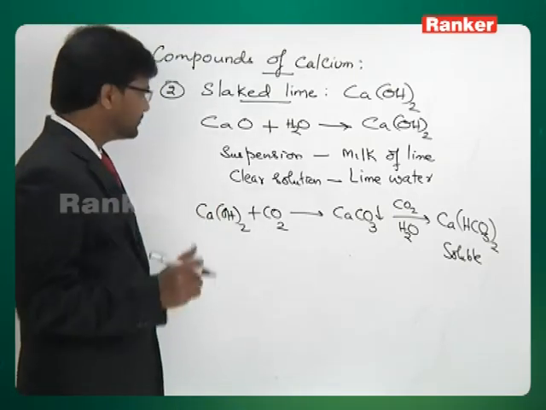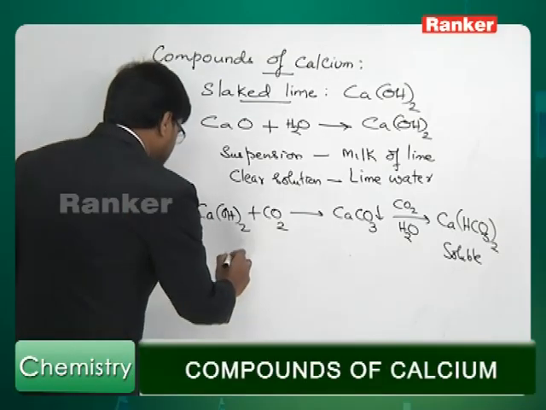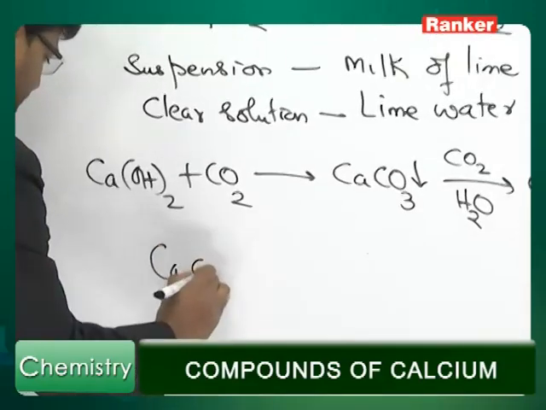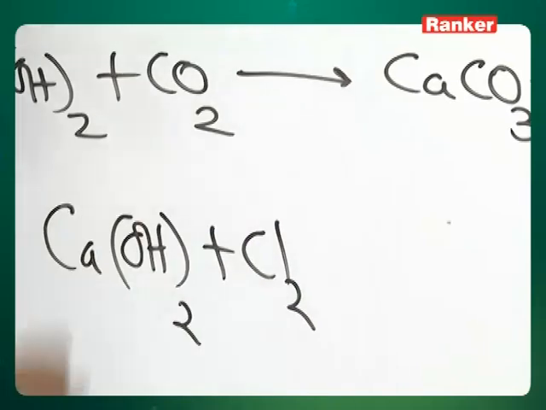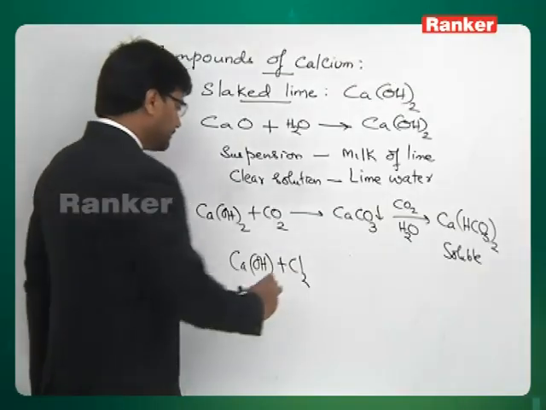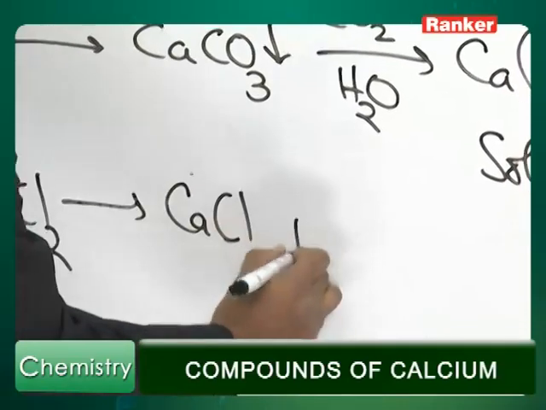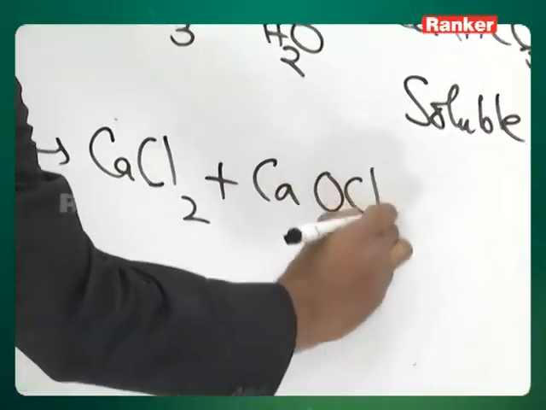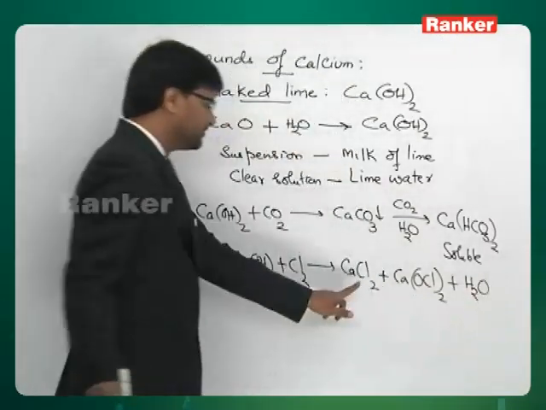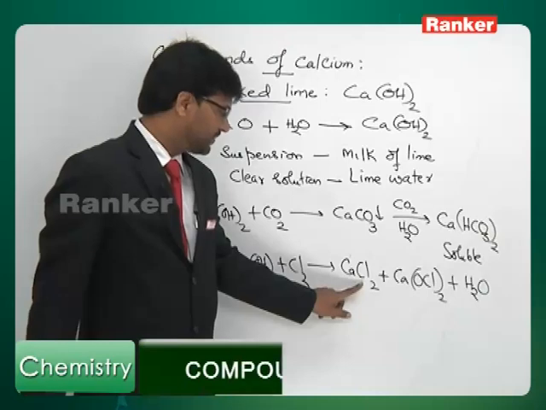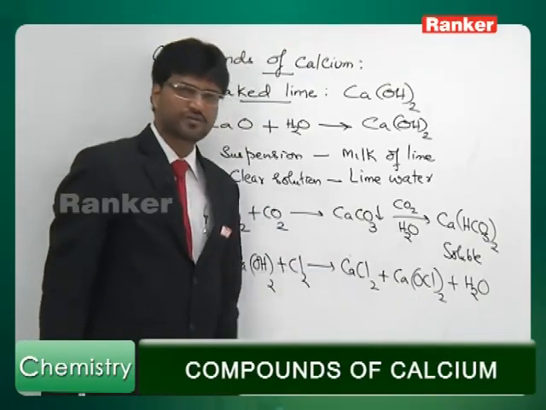Now, a few reactions of calcium hydroxide. When calcium hydroxide reacts with chlorine, chlorine undergoes disproportionation, and you get a mixture of calcium chloride plus Ca(OCl)2, and of course water. This is calcium chloride where the oxidation state of chlorine is -1. This is calcium hypochlorite where the oxidation state of chlorine is +1.